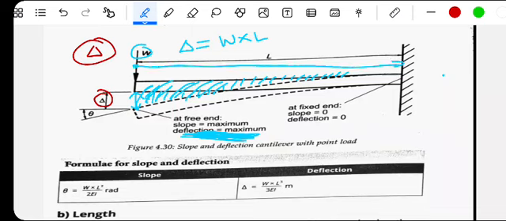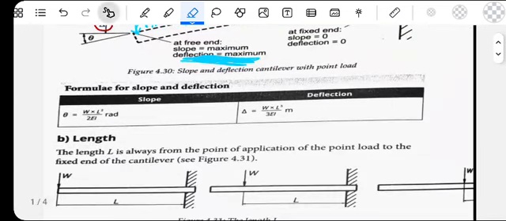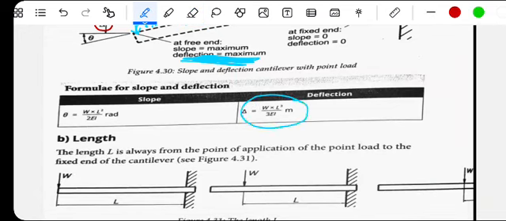Then you don't forget, this will be raised to the power of 3. You cube that, then you divide this by what? By 3 E, Young's modulus of elasticity, multiplied by the length. Here it is, the formula for the cantilever. Here it is W, as you can see the delta there: weight multiplied by length raised to the power of 3 divided by 3 E I.